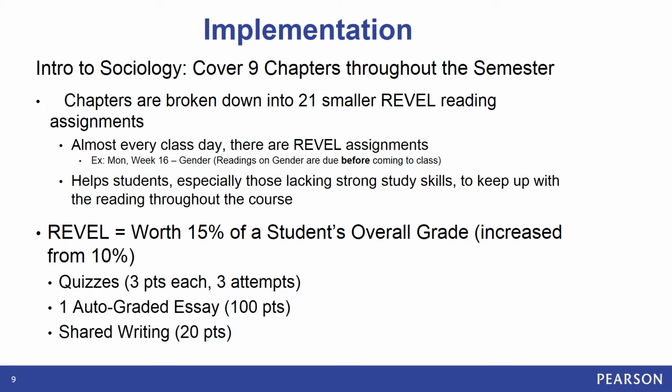Their quizzes are worth 3 points each, and I give them 3 attempts to try those. This semester I incorporated 1 auto-graded essay to test it out, and that seems to be working okay. That one was worth 100 points. I also use the shared writing, and that is worth 20 points. But again, all that put together is worth 15% of their overall grade.